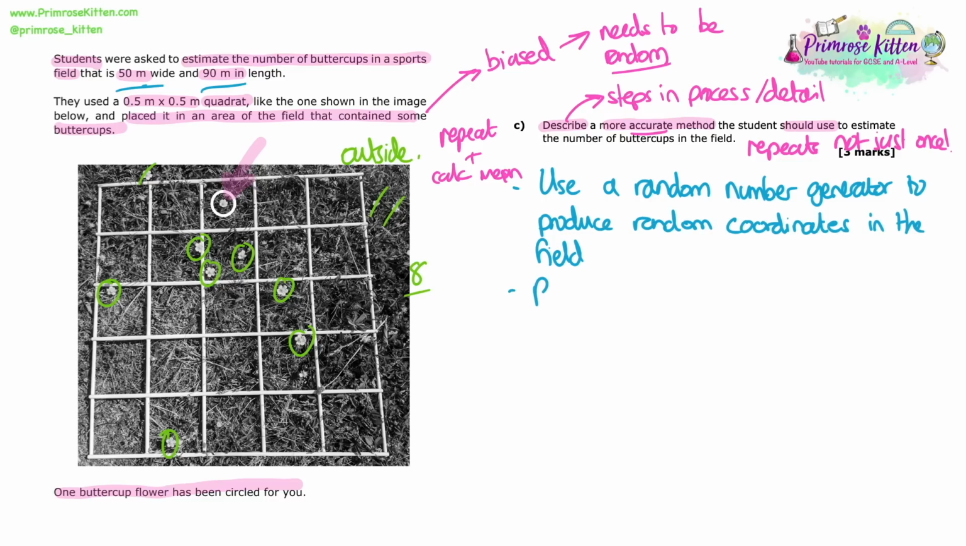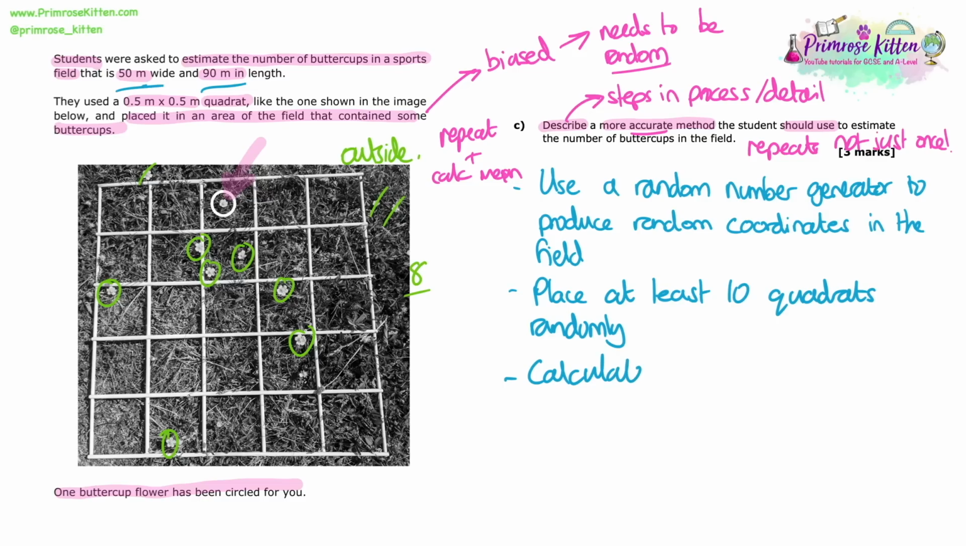So my first mark is going to come from saying use a random number generator to produce random coordinates in the field. Now, there is just a mark in the mark scheme here for it being or mentioning that you should do it randomly. So however you've said the word random, as long as you've got it in there and you've made it clear that you would do something in your method to make your placement of the quadrat random. You'd place at least 10 quadrats. So this is about there being a large number, so that's the mark in the mark scheme. And then we would calculate a mean across those quadrats, and then we would estimate our number.